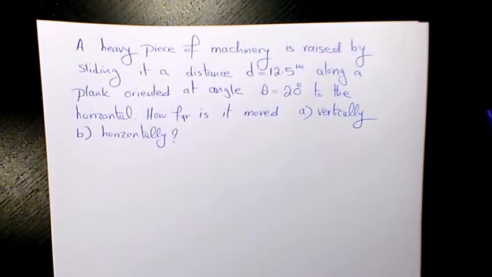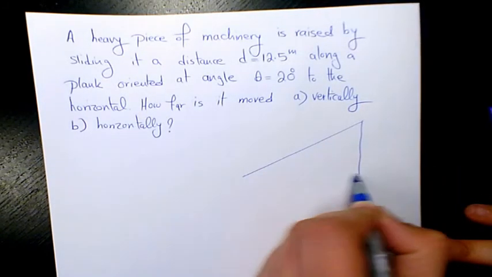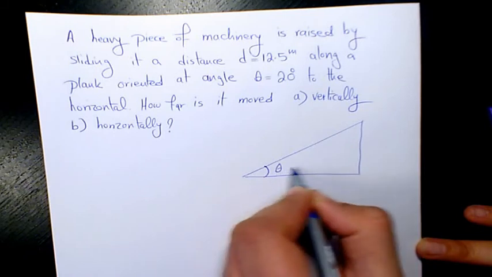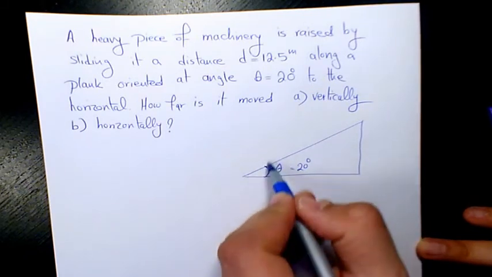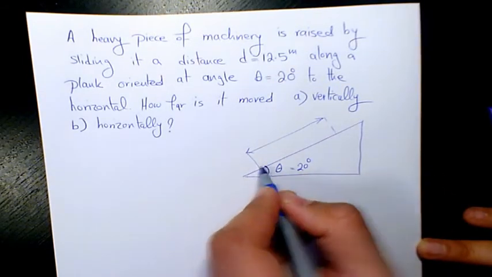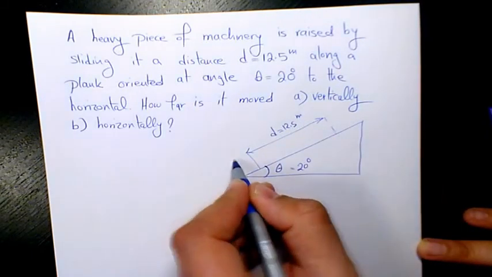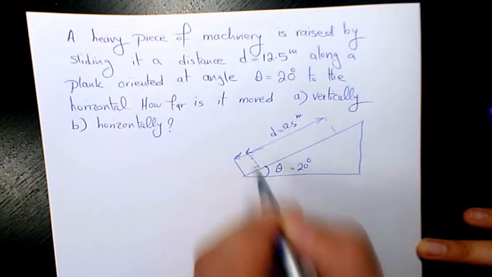In this example it says a heavy piece of machinery is raised by sliding it a distance of 12.5 meters along a plank oriented at angle 20 degrees to the horizontal. How far is it moved vertically and horizontally? So it is basically something like that. Theta is 20 degrees and the piece moved by 12.5 meters. So it has to be up to here.